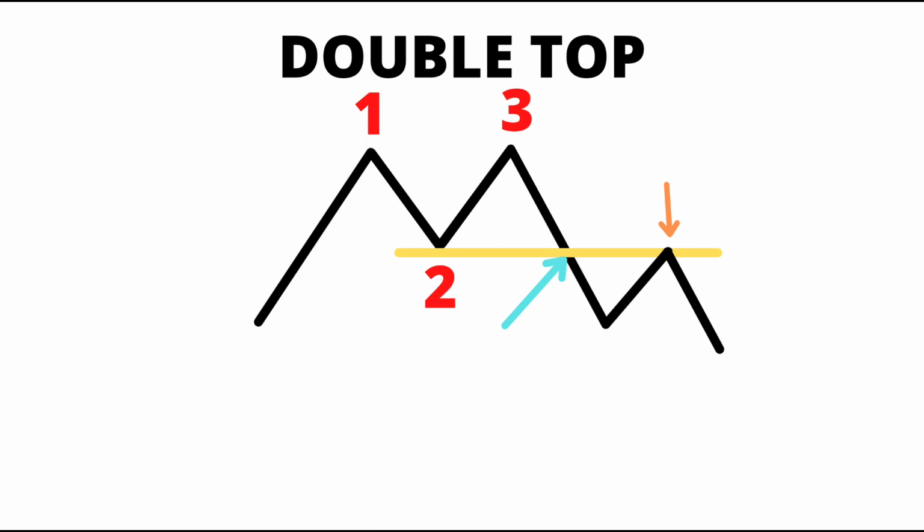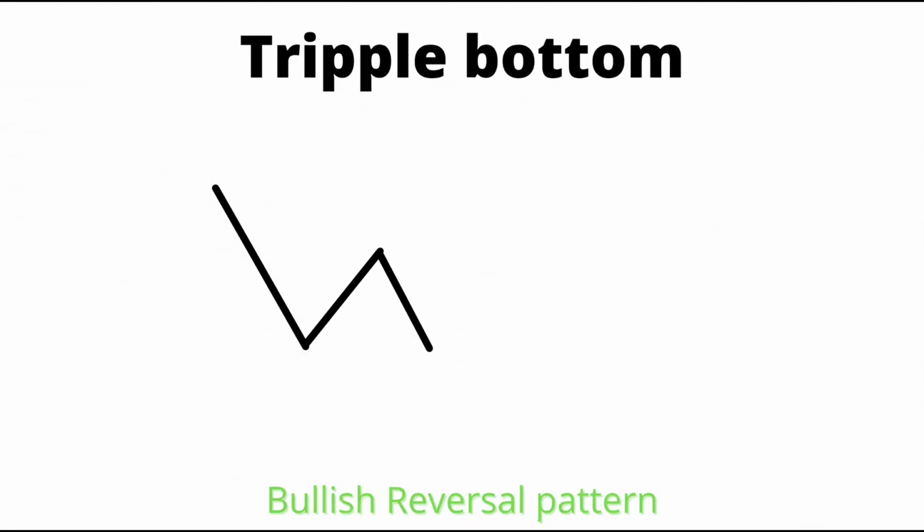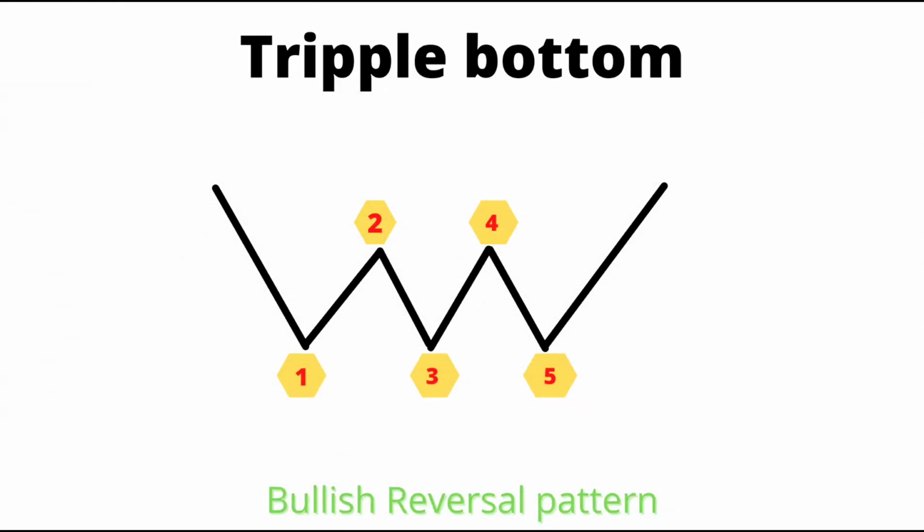The next reversal pattern we are going to learn is a logical extension of the double bottom, called the triple bottom. It's a bullish reversal pattern. Price will be going down and a triple bottom will appear, signaling a reversal to the upside. As I said, it's the extension of the double bottom because it's very similar, but instead of two lows sitting at the same level, the triple bottom has three lows sitting at the same price level.